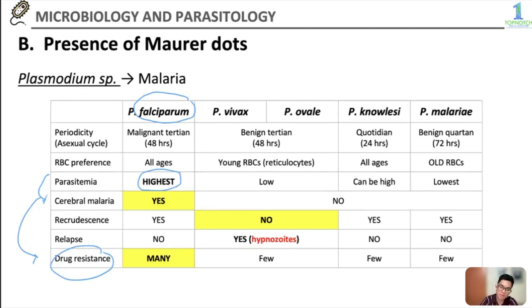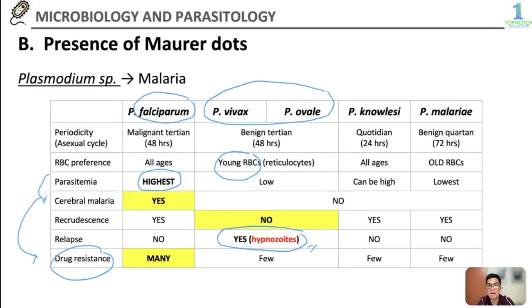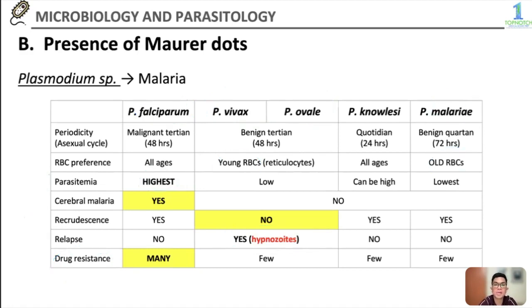falciparum. So Vivax and Ovale naman, what's unique to them is that they are young naman na RBCs ang in-infect nila and they have a tendency for relapse kasi they have hypnozoites, which are tissue schizonts within the liver. Okay? And yung old RBCs naman is your P. malariae. Okay? So basically, yun yung gist niyan.